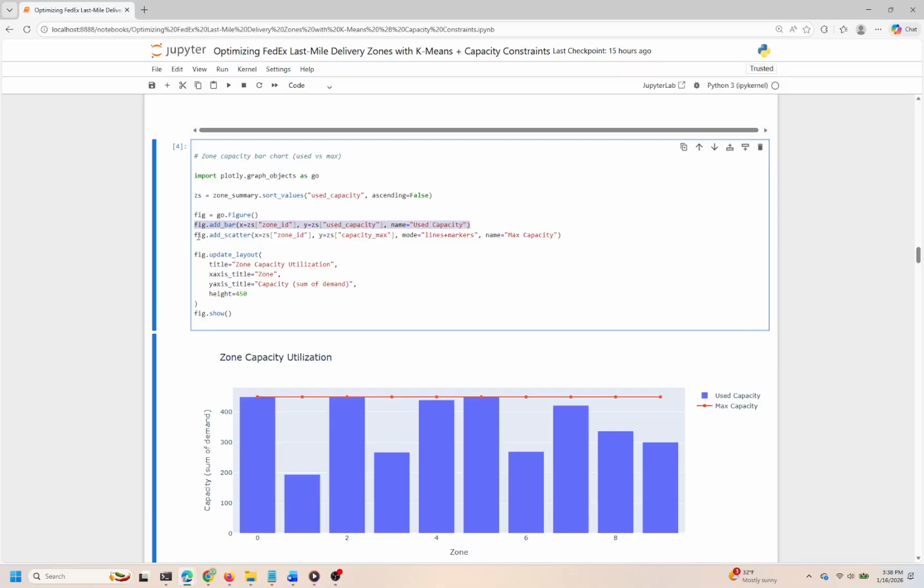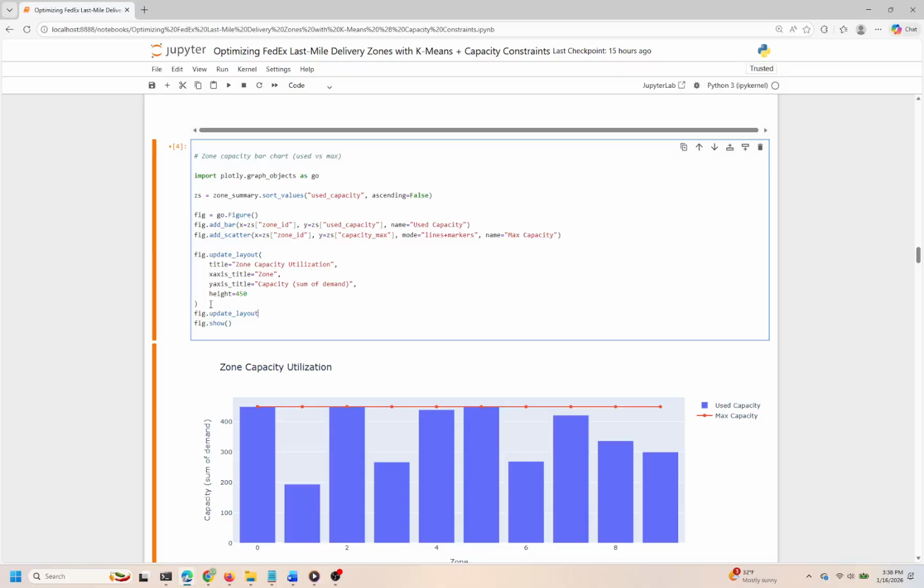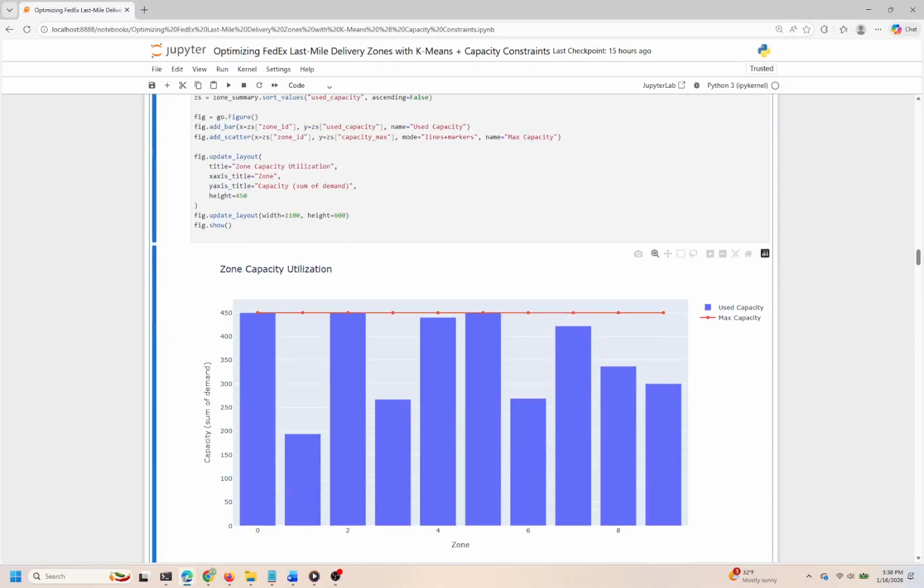We then set up a figure using Plotly, a powerful library for creating interactive visualizations. Next, we add a bar chart to represent the used capacity for each zone, making it easy to see at a glance how much capacity is currently being utilized. Alongside this, a line graph illustrates the maximum capacity for each zone, using both markers and lines to enhance the clarity of the comparison. This dual representation allows us to visualize not just the current usage, but also how it relates to what's possible.